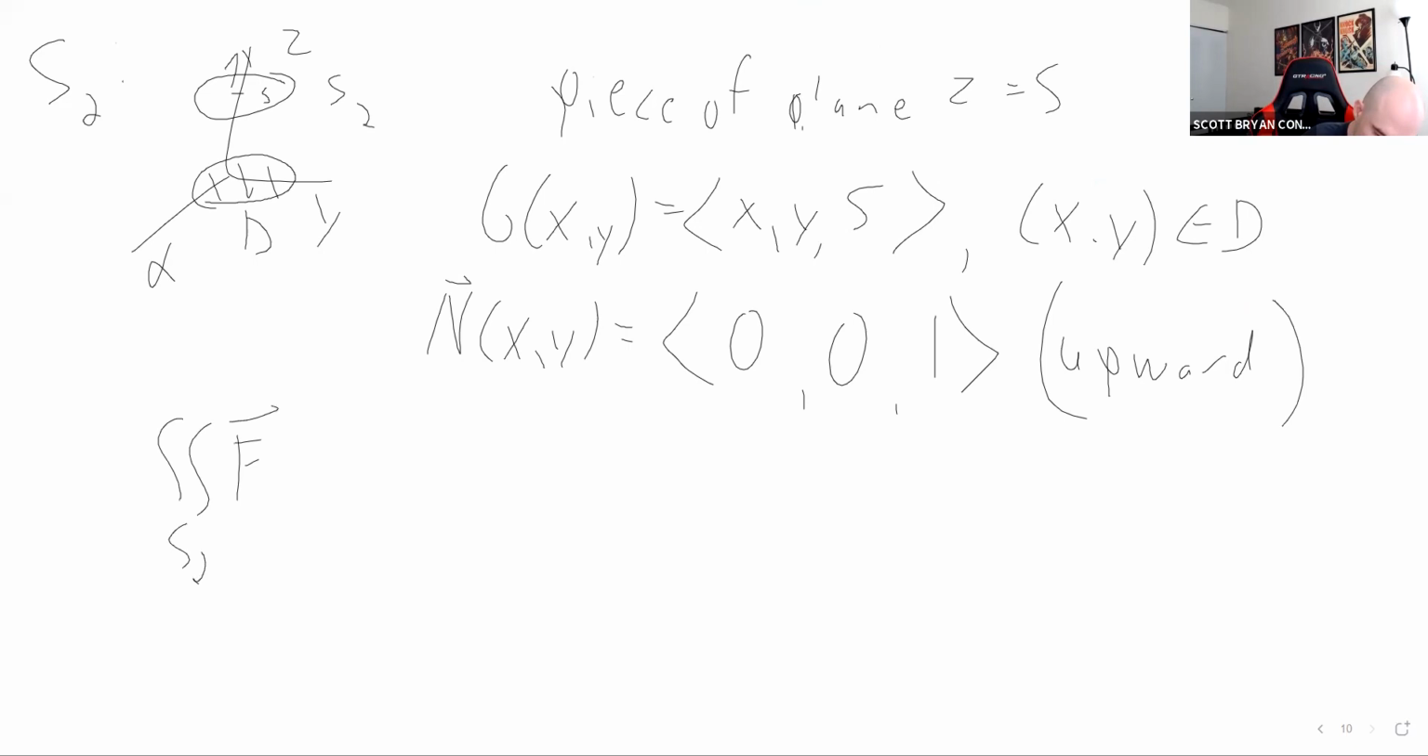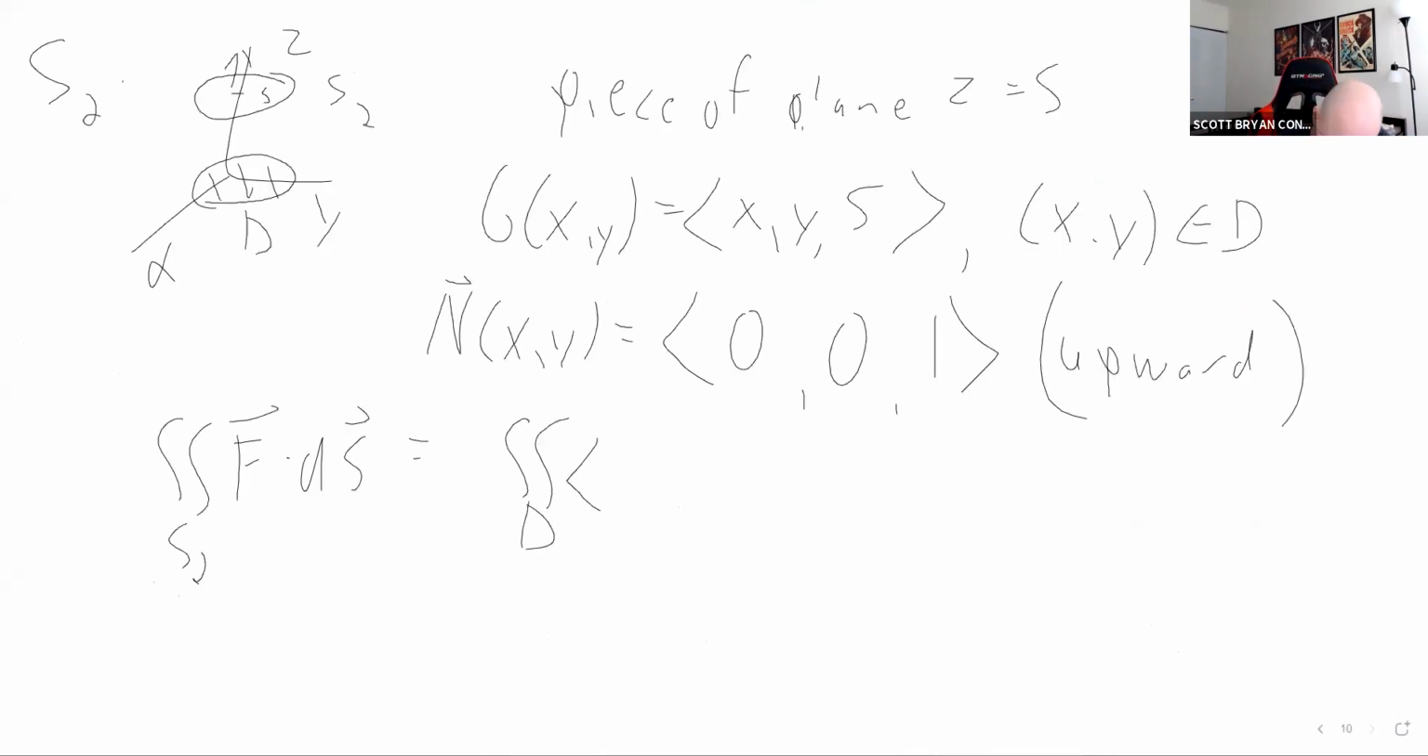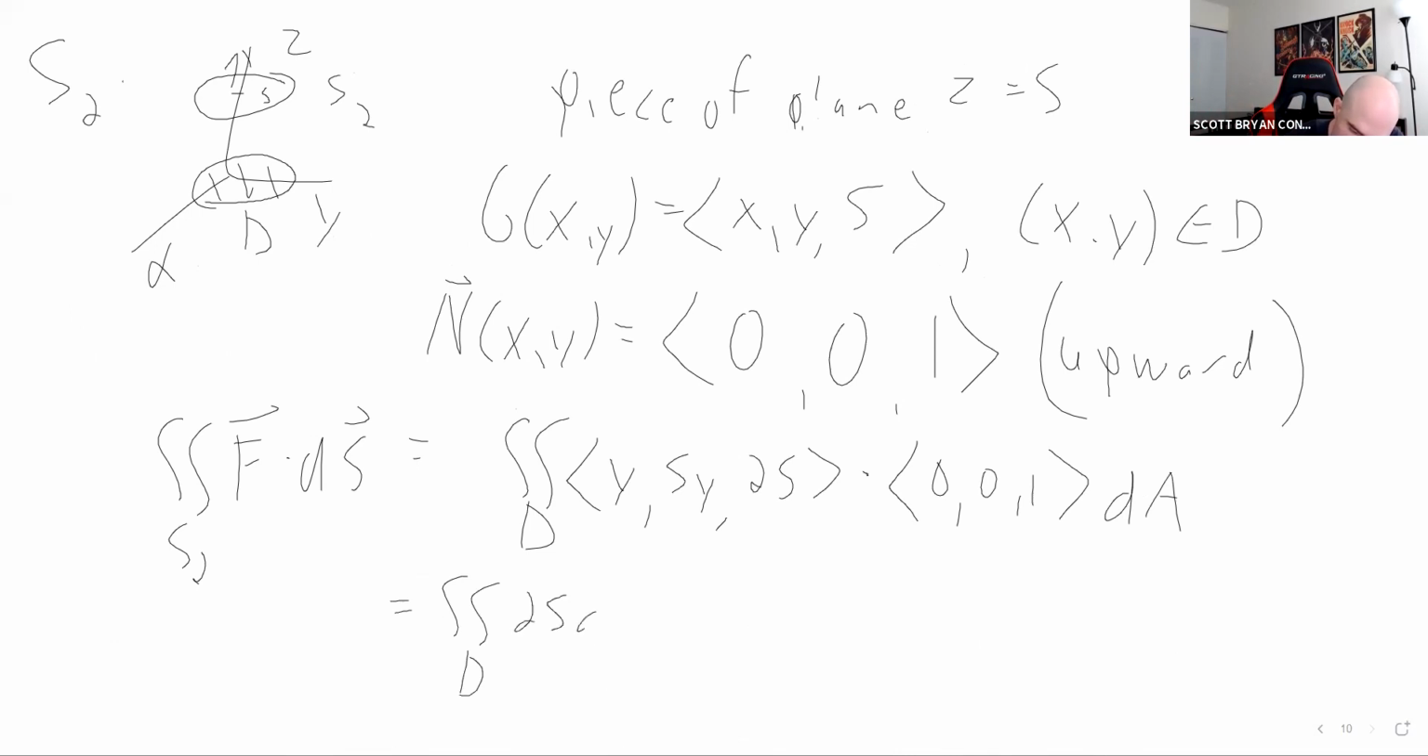So the integral over S2 of our vector field is going to be the integral over D. And we're going to replace x, y, and z with their parameterizations in the vector field. So y, yz, z squared. Y is still y. Z is 5, so yz becomes 5y. And then z squared becomes 5 squared, which is 25. And dot the normal, which is 0, 0, 1. dA, because we're just integrating over D, we haven't given bounds yet. So when we take the dot product, we get the integral over D of 25 dA.